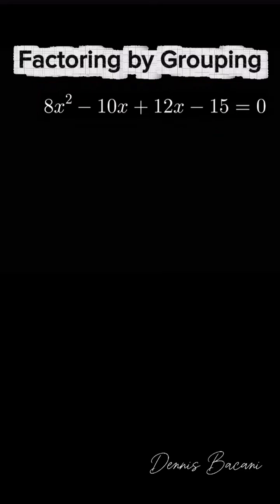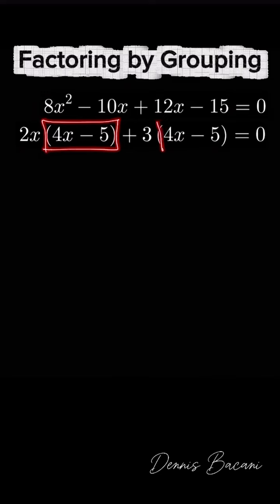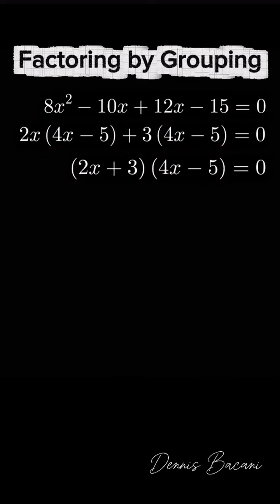So we're going to group the first two terms and then the last two terms, and these groups will produce a common factor. So we can write the left-hand side of this equation as 2x times the quantity 4x minus 5. So that is equal to this first group here. And then the second group here can be factored to 3 times the quantity 4x minus 5. Now we see a common factor which is equal to 4x minus 5. So factoring this common factor, we'll get here the factorization of our trinomial, which is the quantity 2x plus 3 times the quantity 4x minus 5.